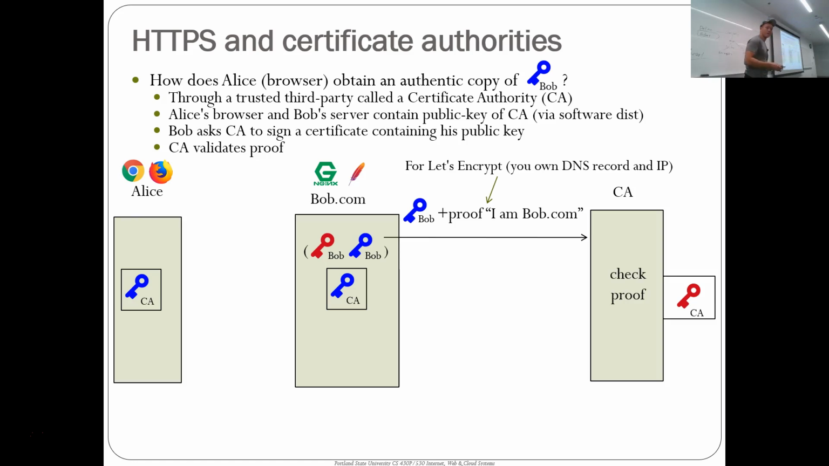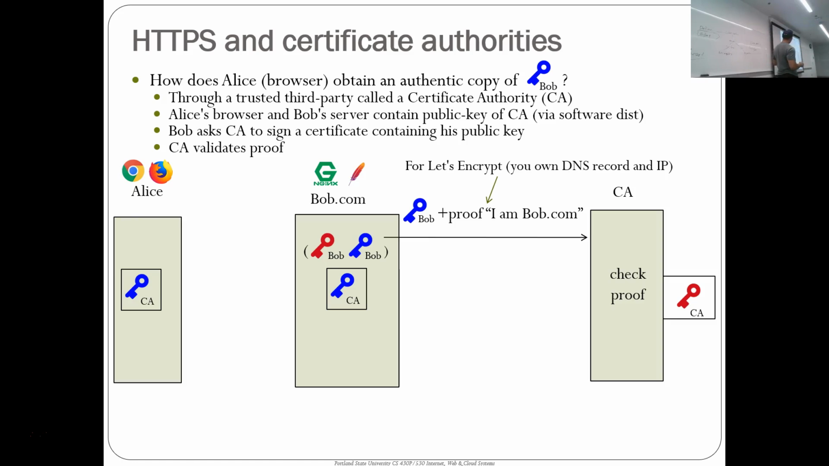For Let's Encrypt, the proof that you need to provide to Let's Encrypt is ownership of this DNS record, bob.com, and that you own the IP address that it points to. And so what it's going to do, and you'll do this in your lab, is put some secret inside of the web server that basically proves that it can control the DNS record and the IP address that it points to. Then Let's Encrypt will sign your request for this certificate, and it will generate the certificate for you to use.